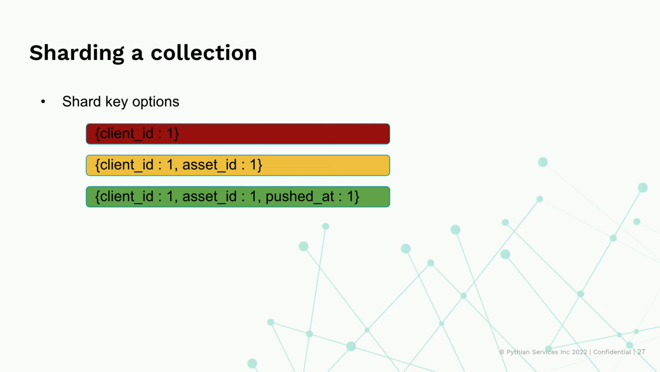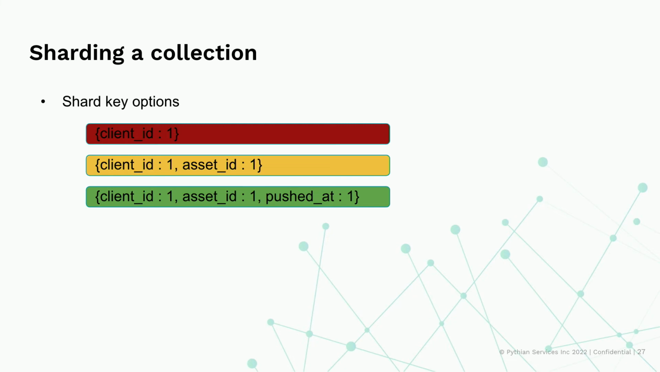An additional option is, by the client ID, we have the asset ID, and in this case again this shard key will have very high frequency, because for the same client ID and the same asset ID, on a daily and monthly basis, there will be documents that will have very high frequency.